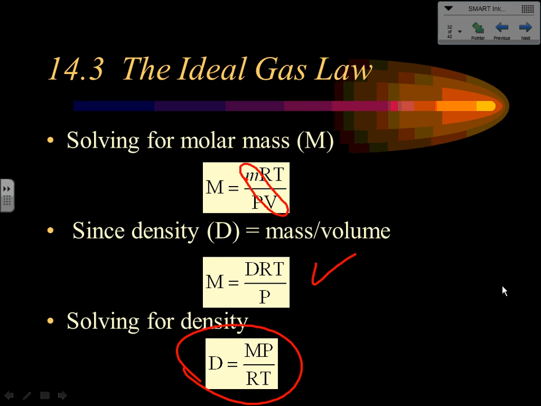So on the worksheet, the first three are just going to be straight PV equals nRT problems. The fourth and fifth are going to be forms of the density equation here. So solving for density of a gas given different situations. And then the last thing I want you to be able to do is really just solve for mass. Remember, if you're solving for mass, you're solving for moles. So in PV equals nRT, solve for n.